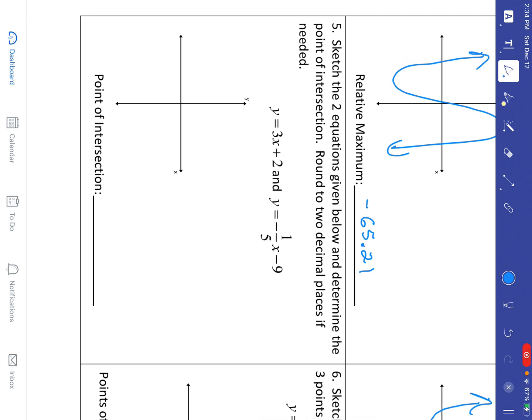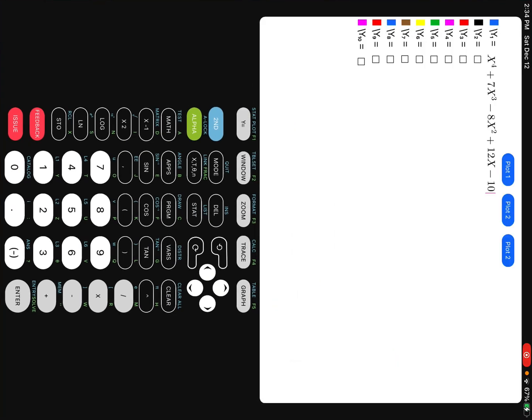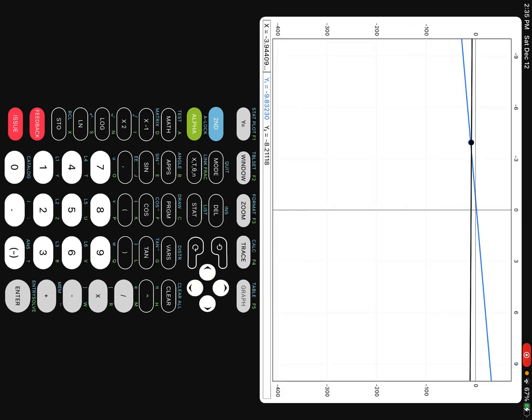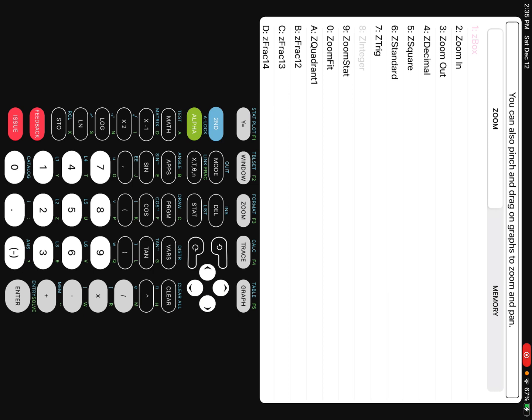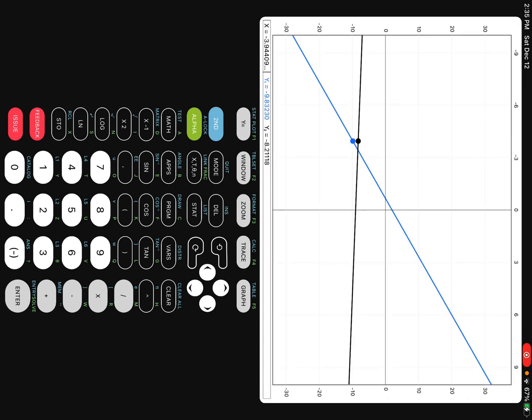All right, 2 more. These two, we're going to find the intersection point between those two equations. So go back to our calculator app. We're going to hit the y equals button and clear out that equation. Now we have 2 equations to put in. We have 3x plus 2, and we have negative 1 divided by 5, x minus 9. I'm going to graph those two. I'm going to go to zoom and then fit it. See if that works better. Oh, it looks much better.